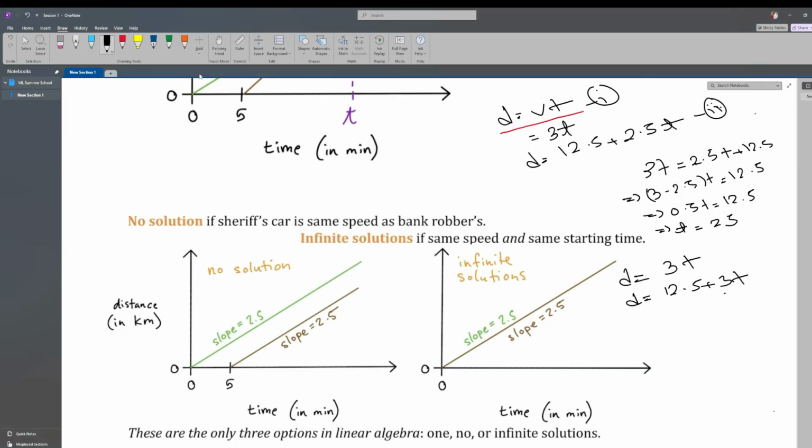That means if the thief has exactly the same speed as the police officer, what will happen here? We're going to write 3t equal 3t plus 12.5. If we eliminate 3t from both sides, we have 0 equal 12.5, which makes no sense. It's not possible, so we don't have any solution. Okay, that's case 2.